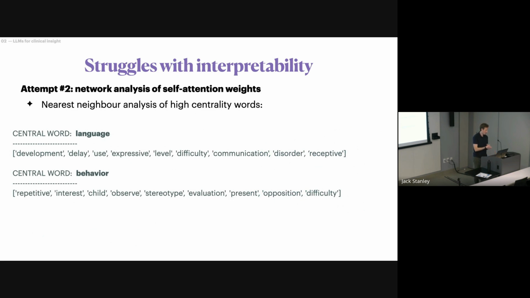So as you can see here, these are some very high centrality words that we identified, and looking at their nearest neighbors in the network graph, we can see that it actually does make sense. We have things like language associated with development and delay, and behavior associated with things like repetitive and interest, stereotype. So these are, again, very autism relevant. But as the nearest neighbors moved farther from the first nearest neighbor, it became a bit difficult to actually understand what was happening. And it was hard to stratify by autism and non-autism here again.